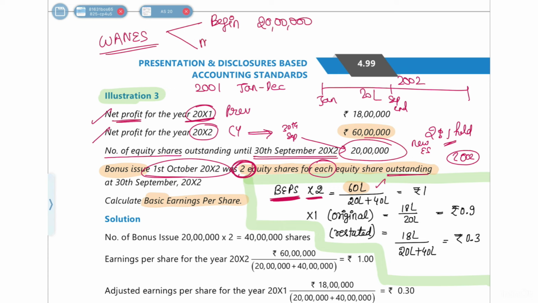Then in the mid of the year, let's say on 1st October, they issued something called bonus shares. And how many bonus shares did they issue? They said for every share held in the company, out of the 20 lakh shares you were holding, they issued 2 shares. That means they issued 40 lakh shares as bonus shares.